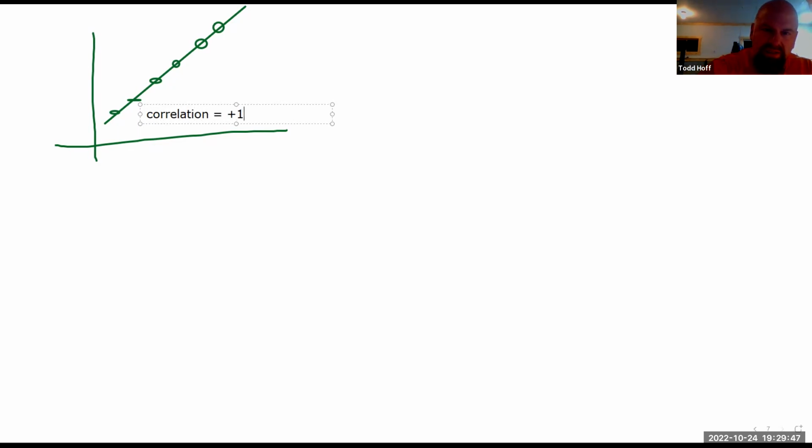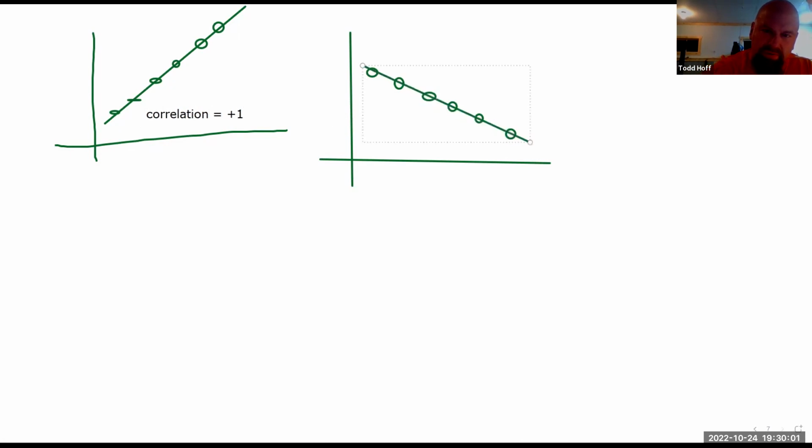The other side is I might have points that go like this. Well, there's a line, they're almost, again, almost perfectly on the line or perfectly on the line. And that would be a correlation of about -1. Now the positive simply means that there's a positive slope. The 1 tells me they're pretty much on a perfect line.